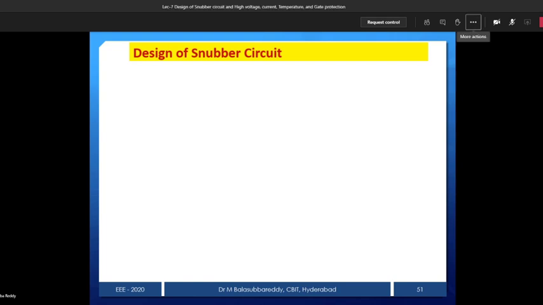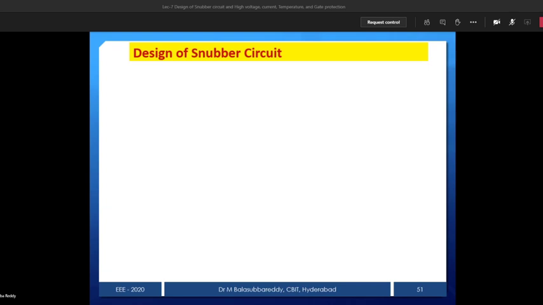So first, why do we require a snubber circuit? A snubber circuit is used to protect against dv by dt triggering. That dv by dt is an unwanted triggering, because whenever supply is given to the device, a sudden voltage is applied across the device. If that voltage rating is higher than the specified value, the device is going to be triggered automatically. That is an unwanted triggering, and unfortunately it is going to happen.